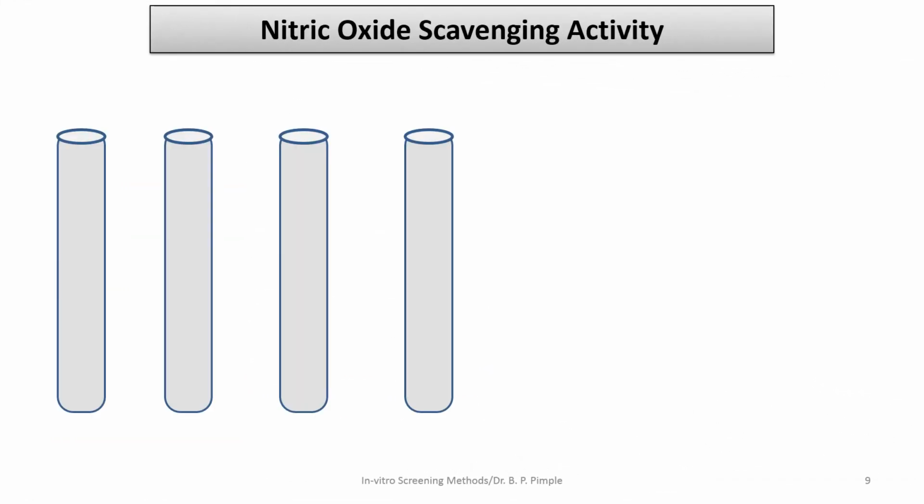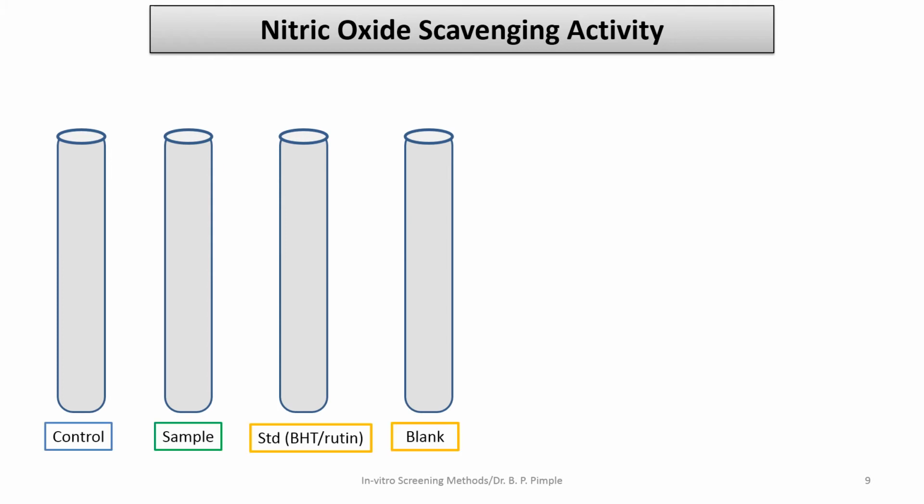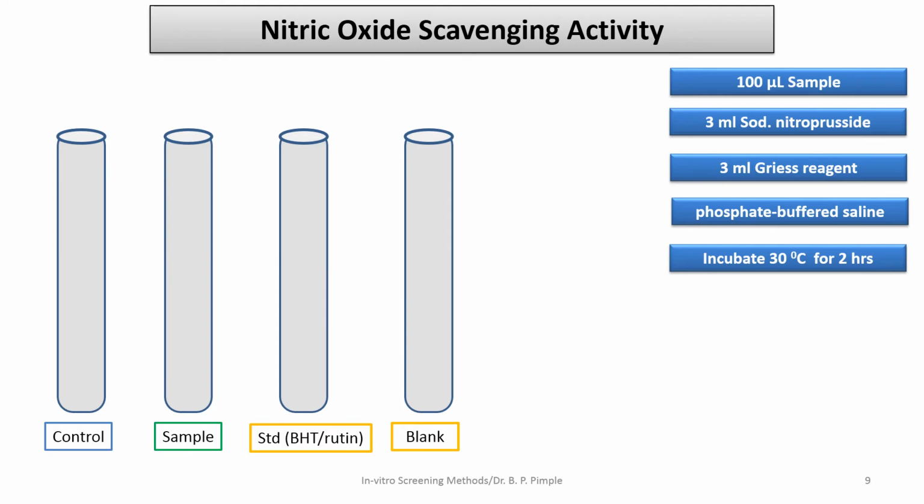Now we'll see the procedure, how it is carried out. Initially 4 test tubes are taken. Ideally, for any antioxidant assay, you need to take the test tubes in triplicate. Triplicate in the sense 3 test tubes of control, 3 test tubes of sample, 3 test tubes of standard, and so forth, blank. But for representation purposes, we have taken one each. Label them accordingly, and to this we need to add different solutions.